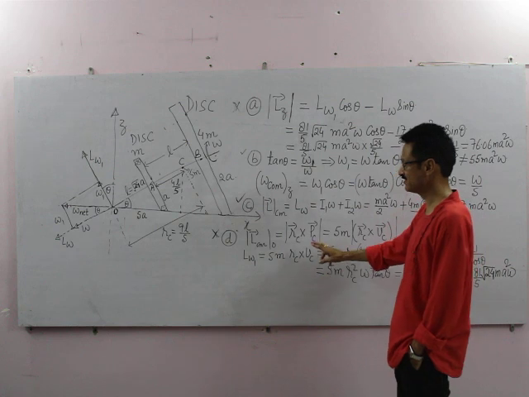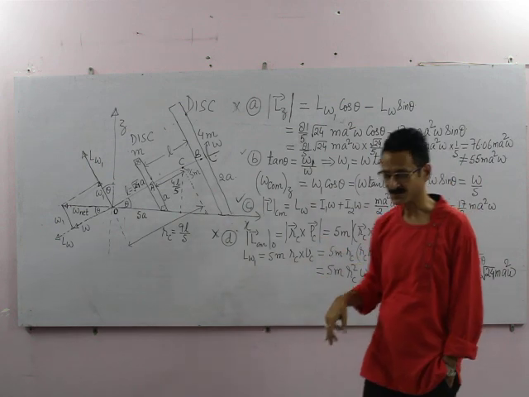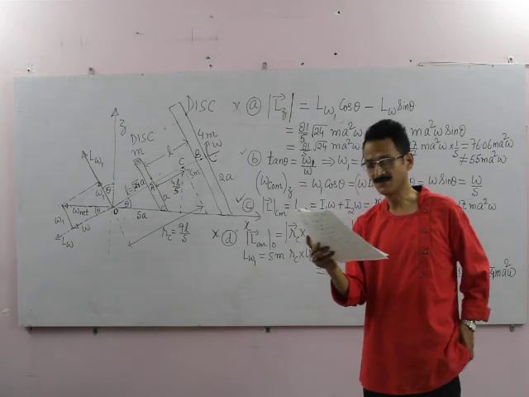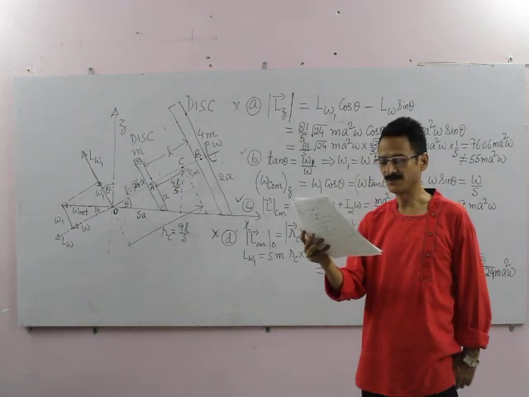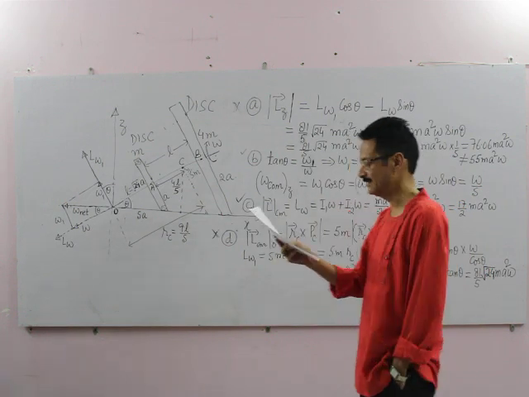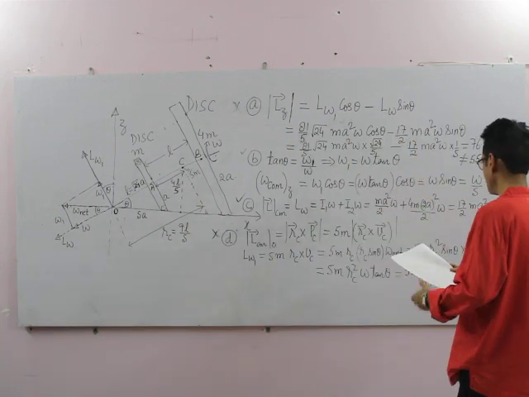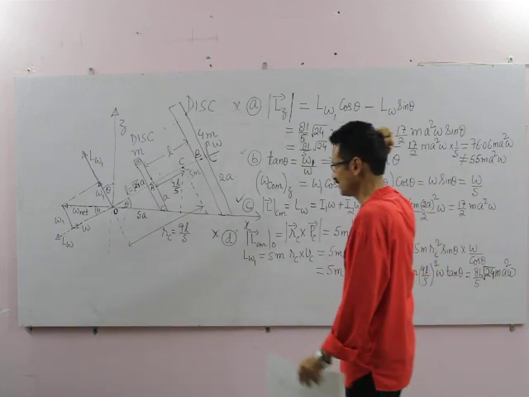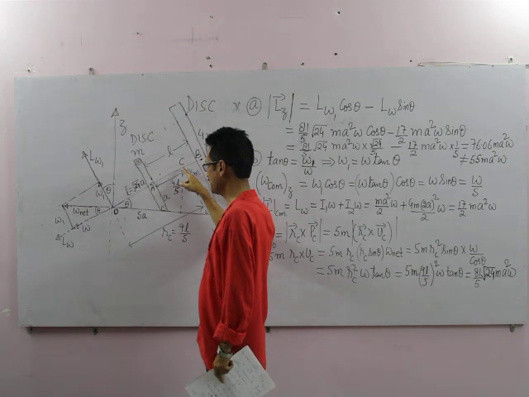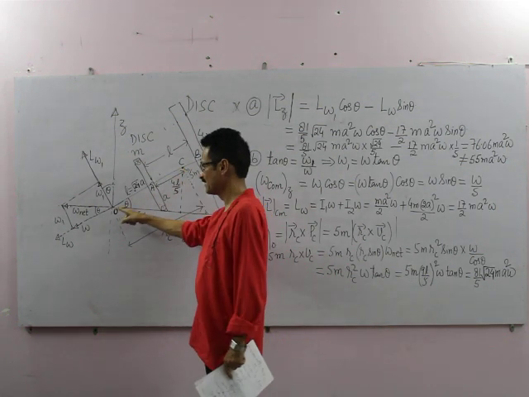Now let me analyze this one. This option says that the magnitude of the angular momentum of the center of mass of the assembly about point O is 18 ma square omega. So let us find the angular momentum of the center of mass about the point O.